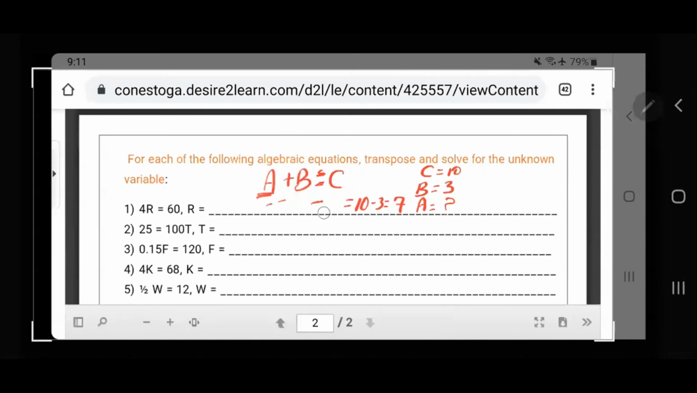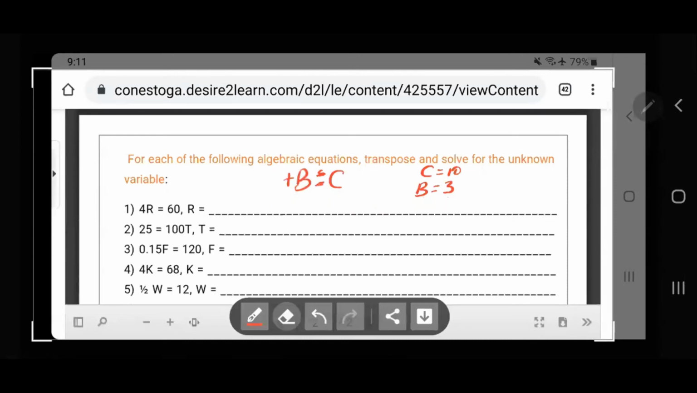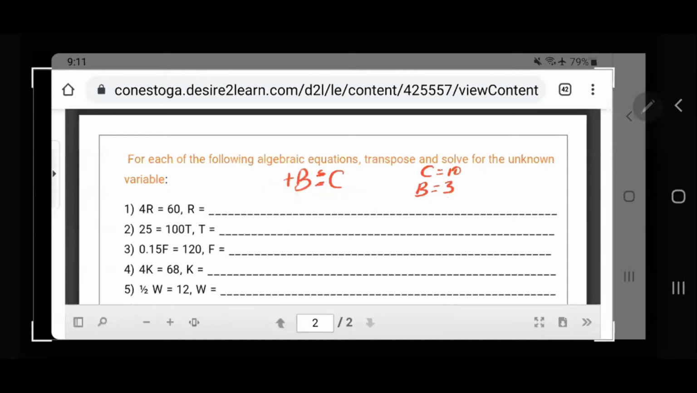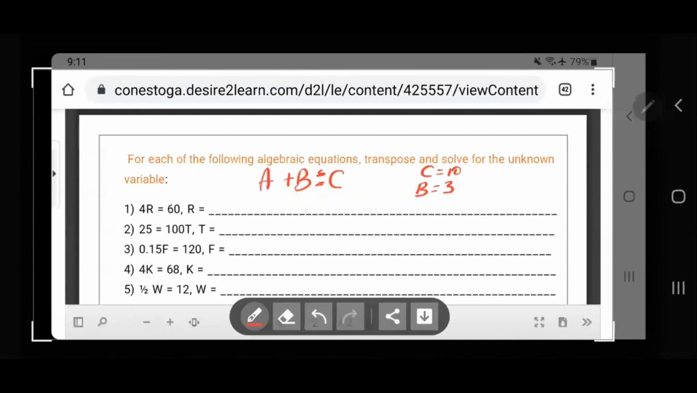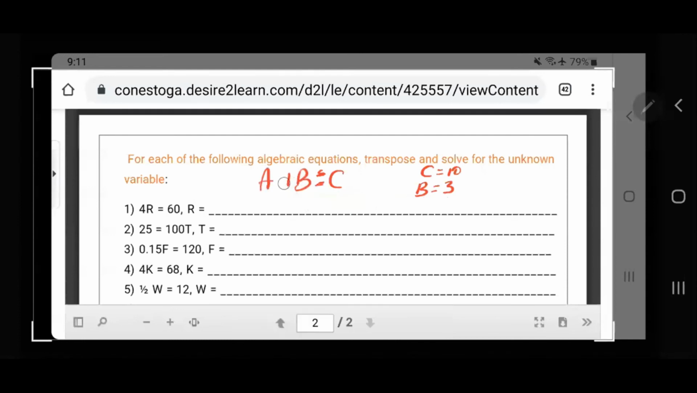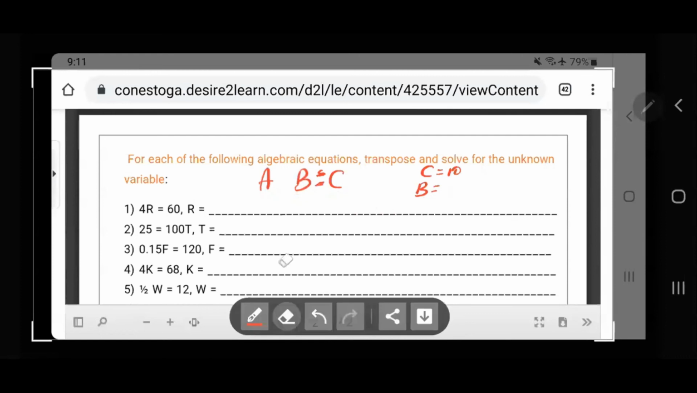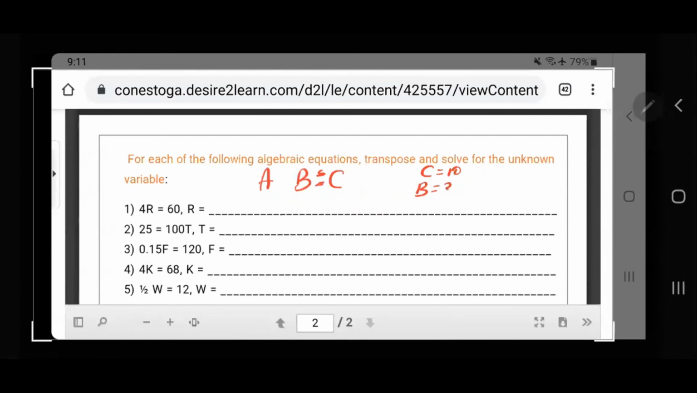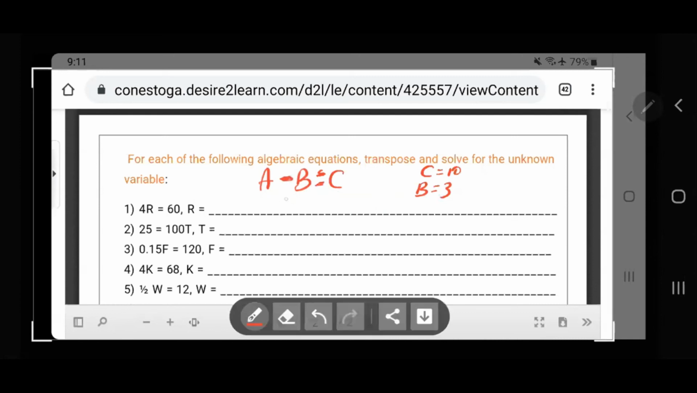Let's say now that we have A plus minus B. Instead of plus, now we have minus. So I'm going to keep this the same. A minus B is equal to C, right? Still, we are going to list the same numbers.